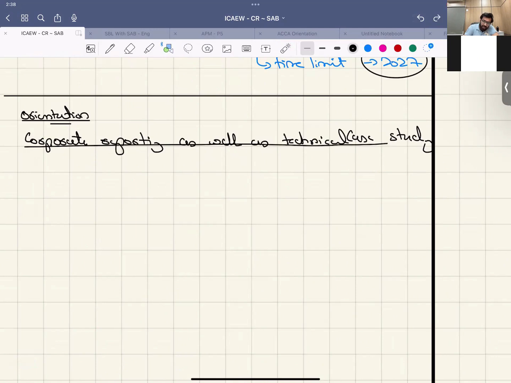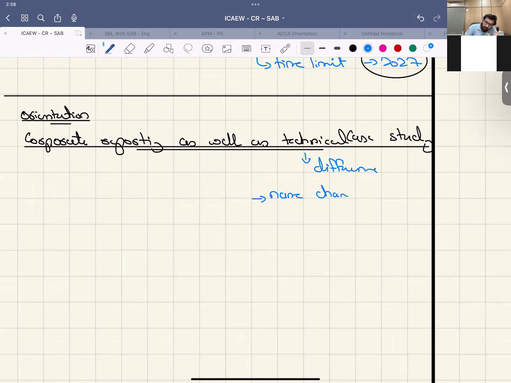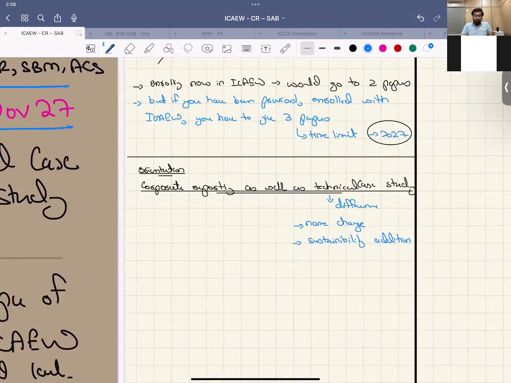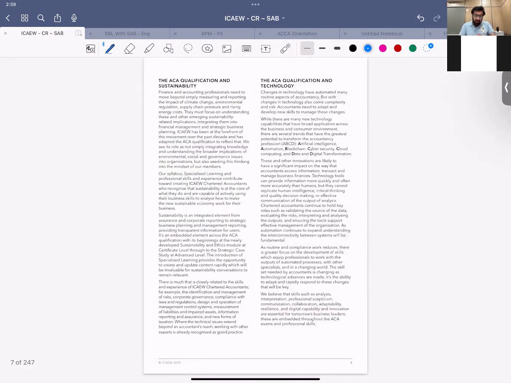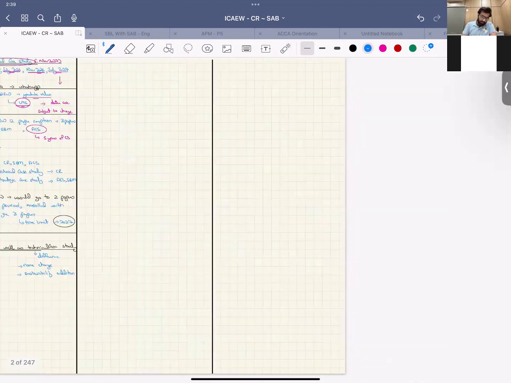It's just the name change, right? If I write the difference here, it's going to be a name change, obviously. Then it's going to be a sustainability edition. There's a certain chapter of sustainability in this particular paper as of now, right? These details could be changed. I am again saying that this is a draft paper given by ICAEW. In fact, they've written here that there can be a change in context as well, right?